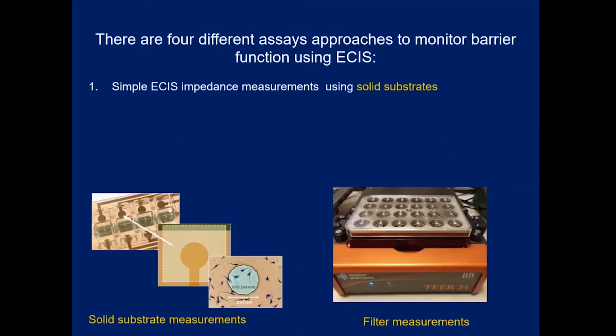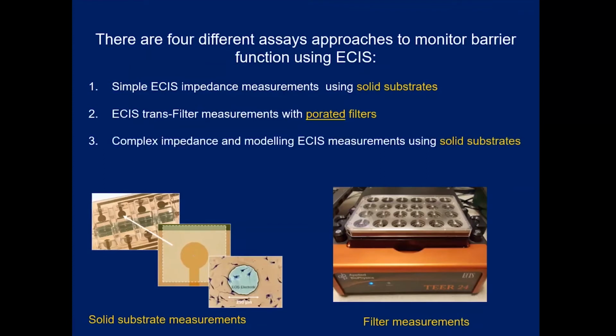Now, there are 4 different approaches I'm going to describe today to monitor barrier function. One is the use of simple impedance, where we don't worry about phase difference, and we're going to grow the cells on solid substrates, gold electrodes. We're also going to look at monitoring TER, or the barrier function of the cell layer, by growing cells on porated filters, which are commonly used for these measurements.